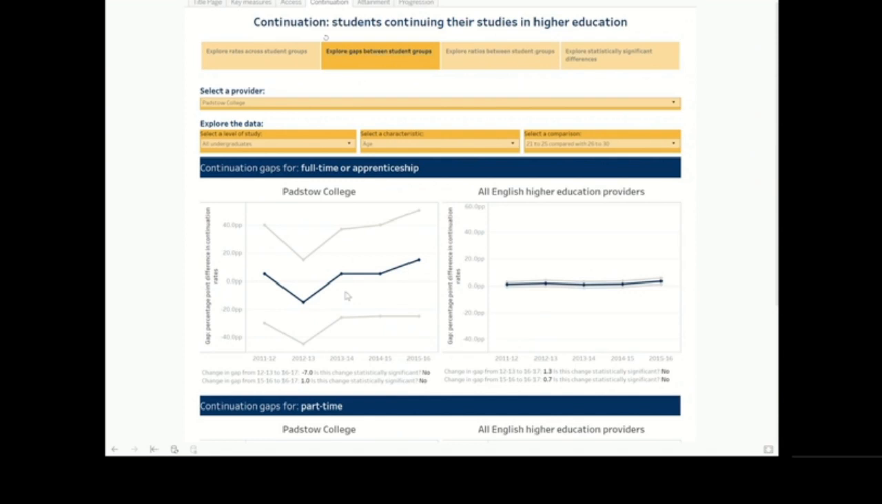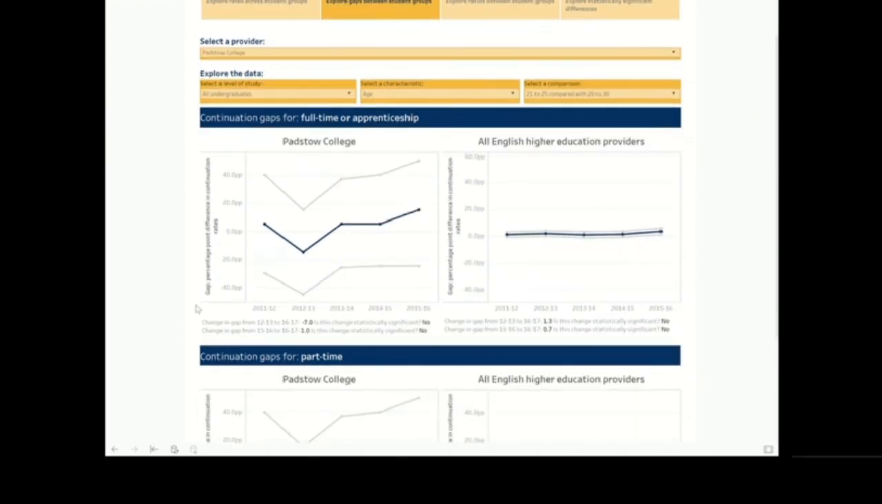As well as statistical significance of the gaps in continuation rates for the selected comparison in each year, underneath each chart, we can see how the gap is changing across the years. We are shown the change in the gap between the first and last year in the time series, and the change in gap between the penultimate year and the last year. We are also shown whether this change in gap is statistically significant or not.